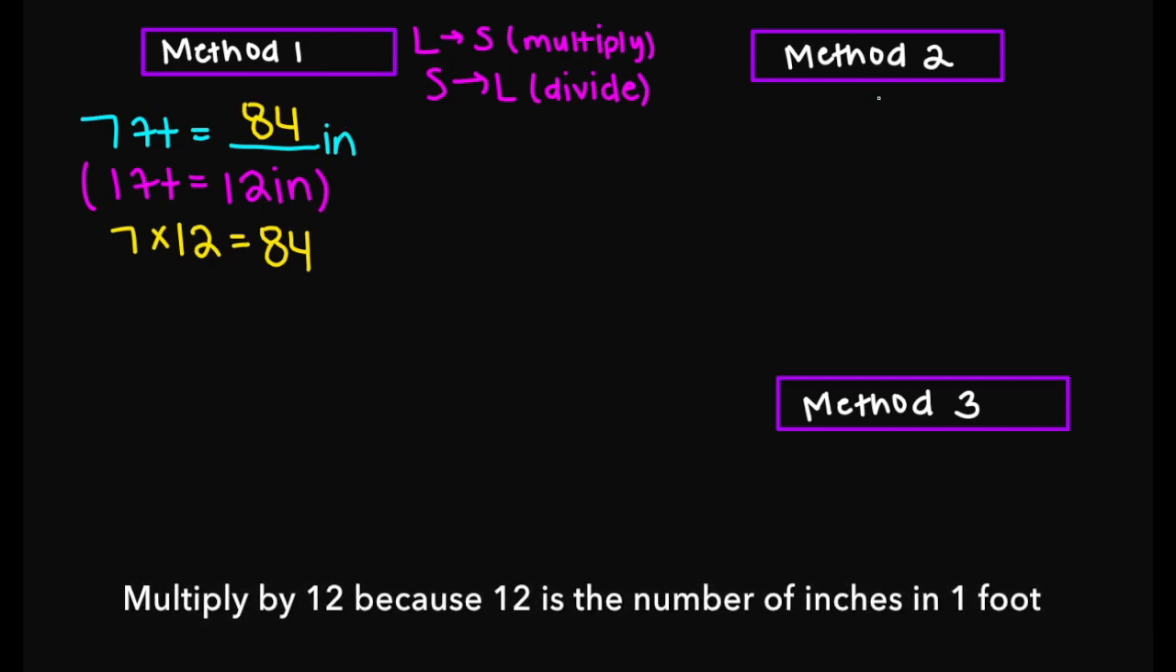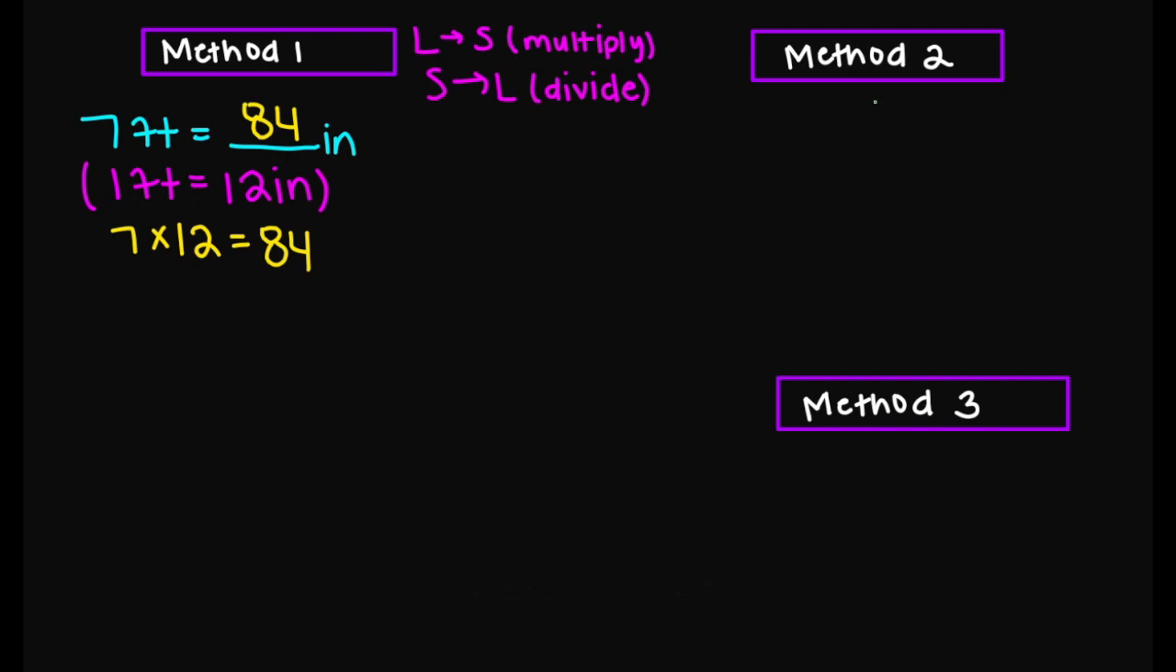Now for my second method, we are going to set up a proportion. I'm going to do 7 feet over inches that we do not know. This is going to equal 1 foot over 12 inches, because this is my conversion factor. Now I'm going to cross multiply. On my left side, I'm just going to get X. And on my right side, I'm going to multiply 7 times 12. This is going to equal 84. So your final answer here is 84.